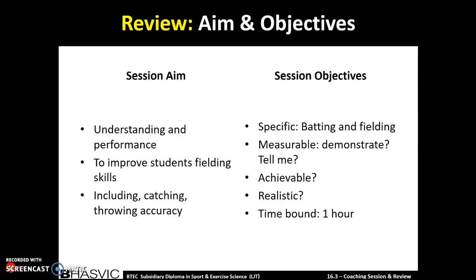I also got them to respond to me to make sure, for not only their benefit but for mine as well, that I knew that everyone was listening and understanding what I was saying to them. And also in some instances I got them to demonstrate things that I'd asked them to do. So I'd use 3 key coaching points to explain it quite easily and simply for them to understand.